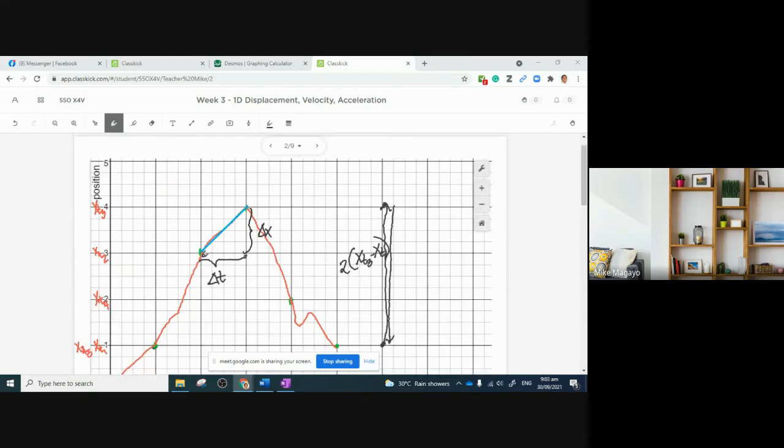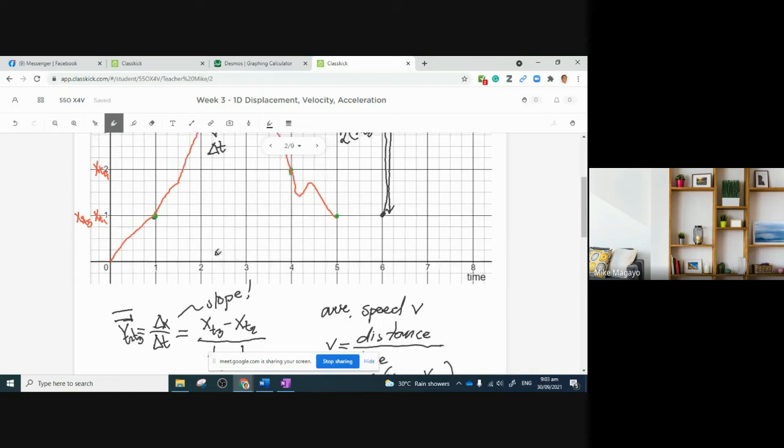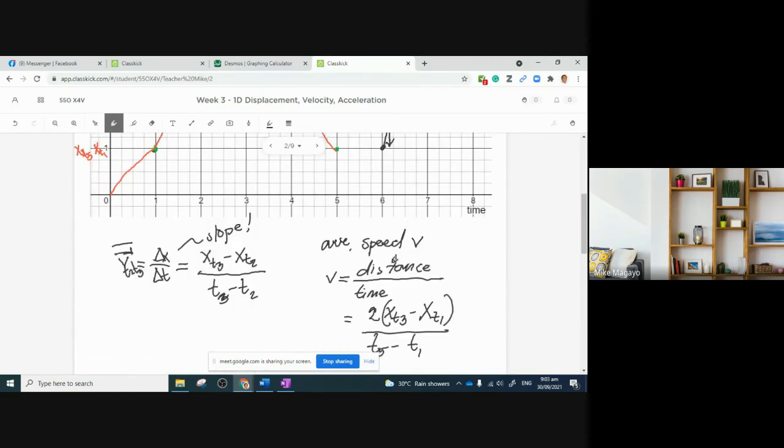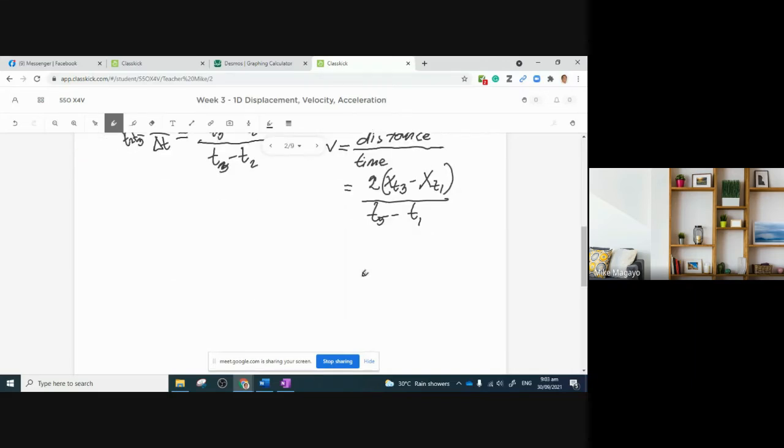As you can see here, that's for T2 and T3. Now, let's consider within 4 and 5. The average velocity in 4 and 5, we expect that it is going to be negative.